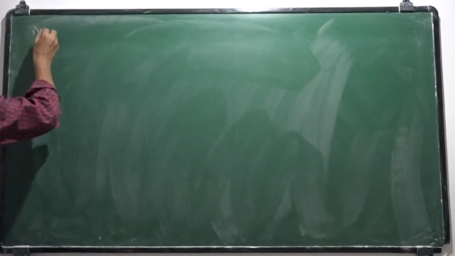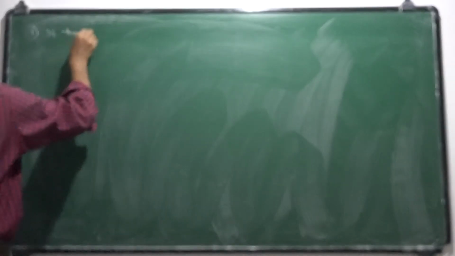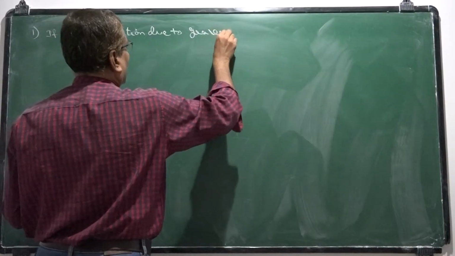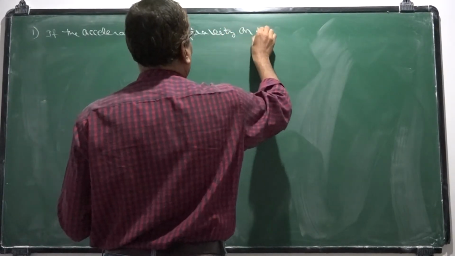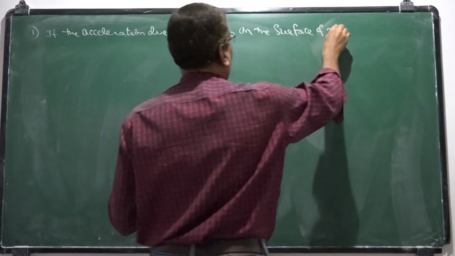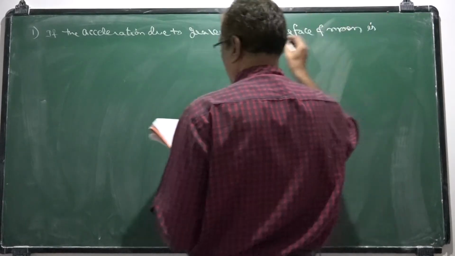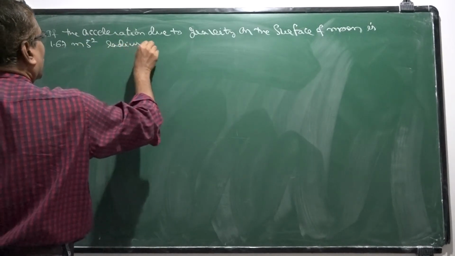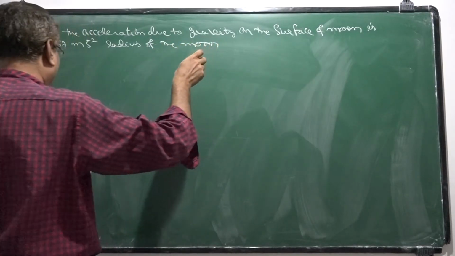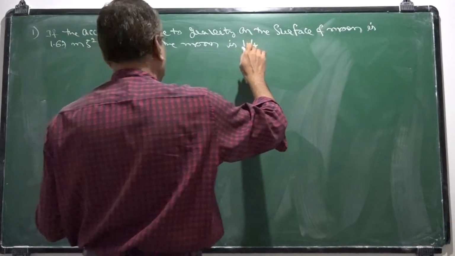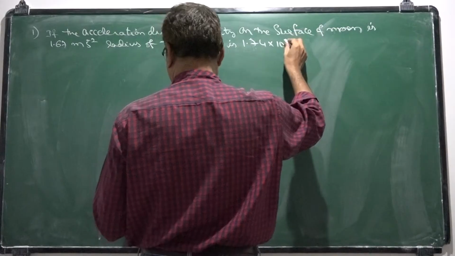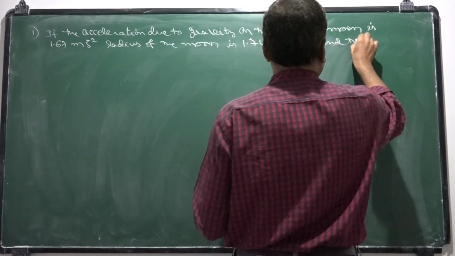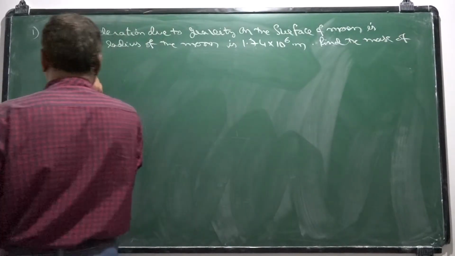Okay, first one: if the acceleration due to gravity on the surface of the moon is 1.67 meter per second square and the radius of the moon is 1.74 × 10 to the power 6 meter, find the mass of the moon.